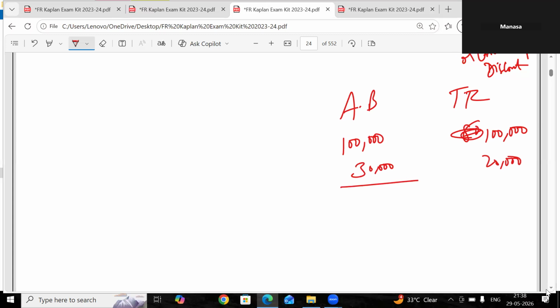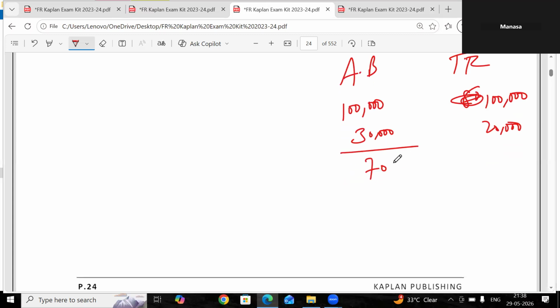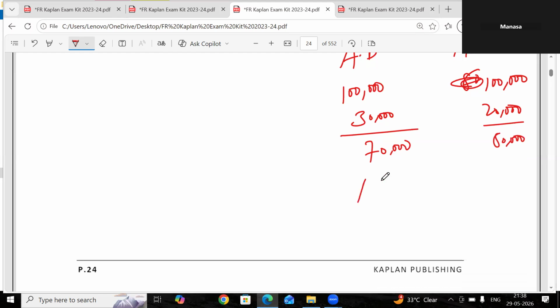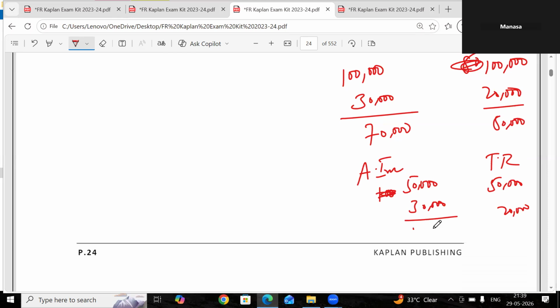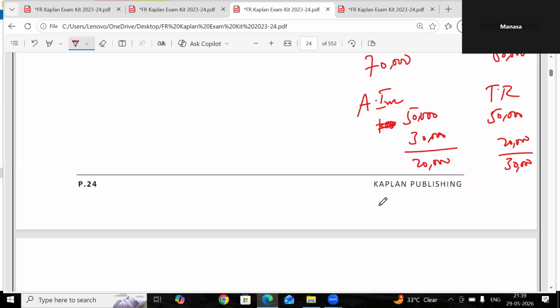So here book value is 70, here it is 80. What will happen? Accounting income before depreciation is 50,000. Tax returns before depreciation, let's say 50. Now depreciation: 20 in accounting income, 30 in tax returns. At 10%, if I have to pay tax, I'll pay 2,000 here and 3,000 here.